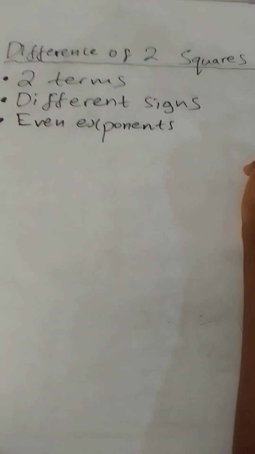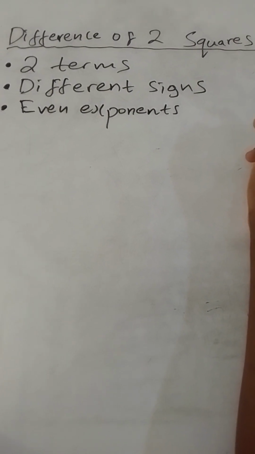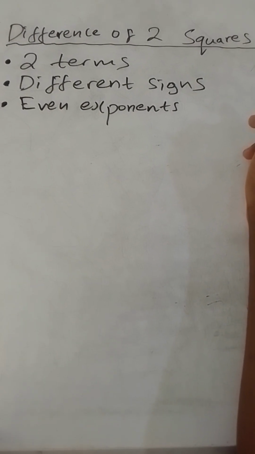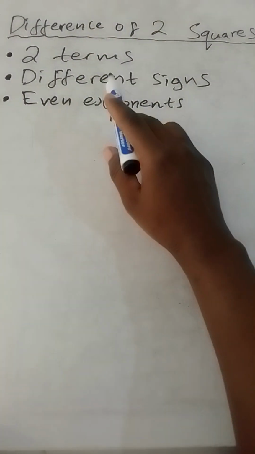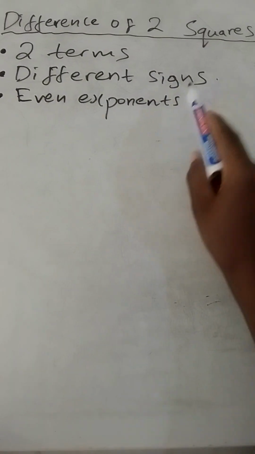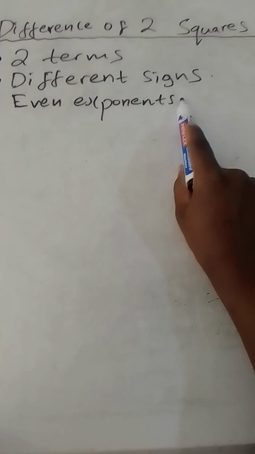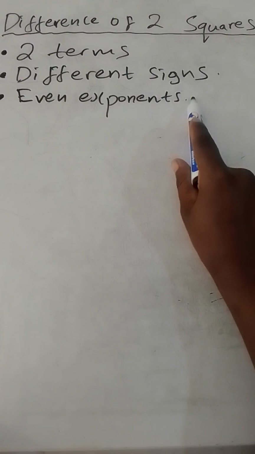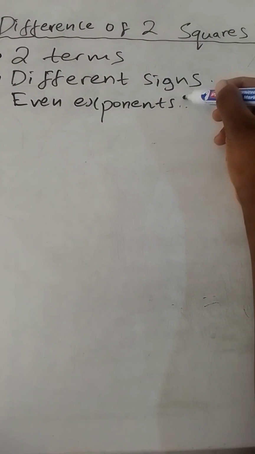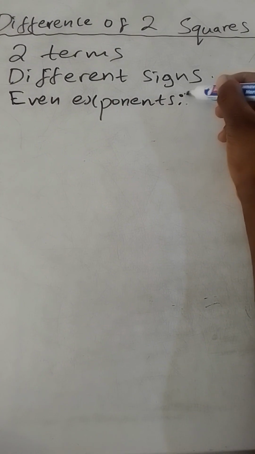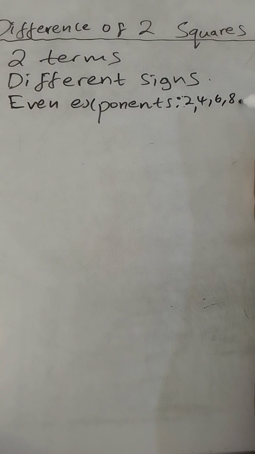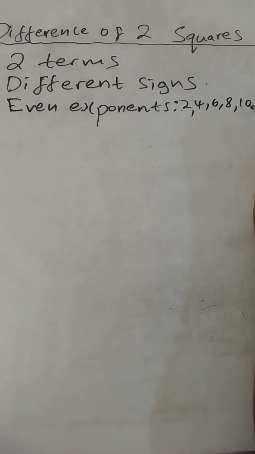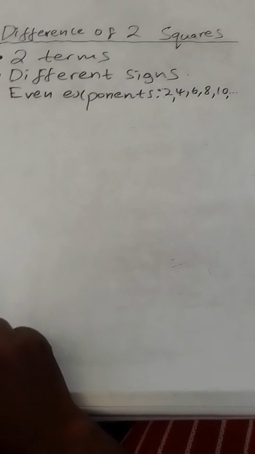We look at an expression and know it's a difference of two squares if it has two terms with different signs and all the exponents of the variables are even. By even here we mean, for example, 2, 4, 6, 8, 10, and so on. Multiples of 2, in other words.